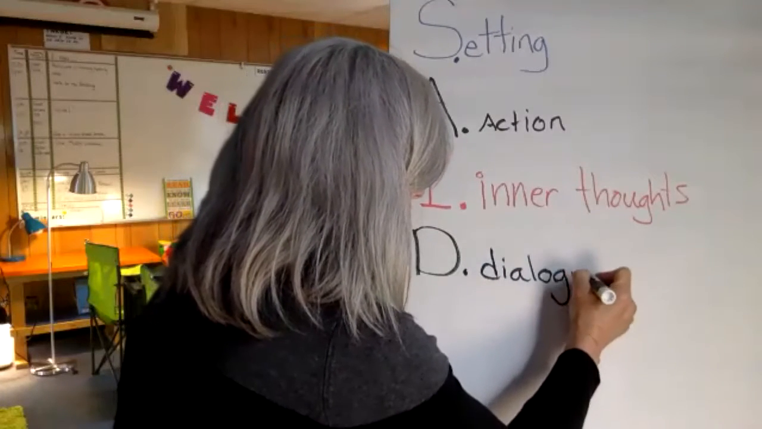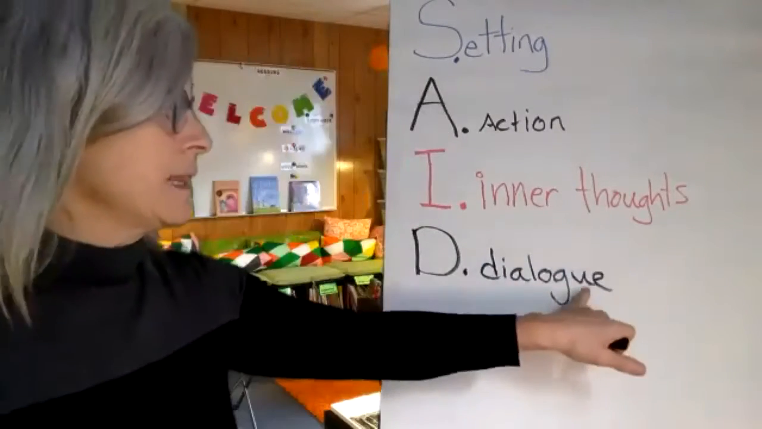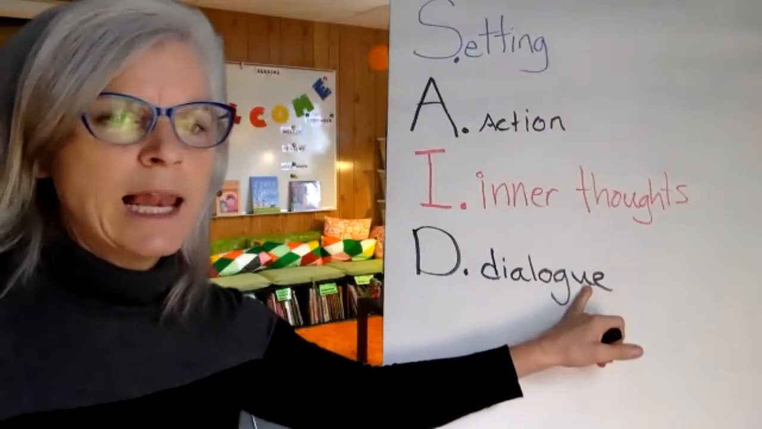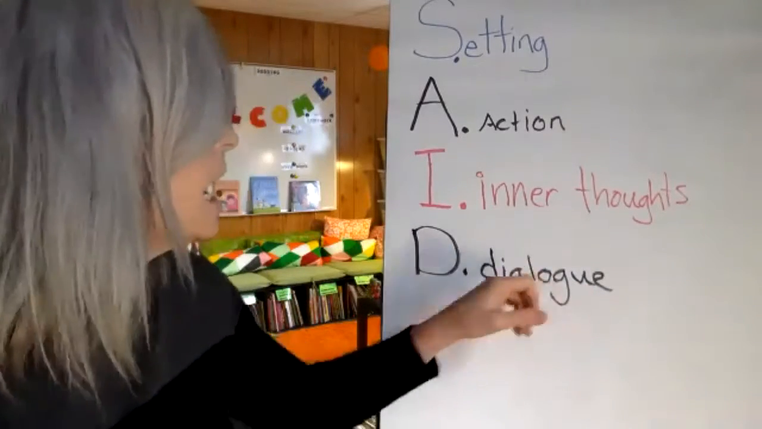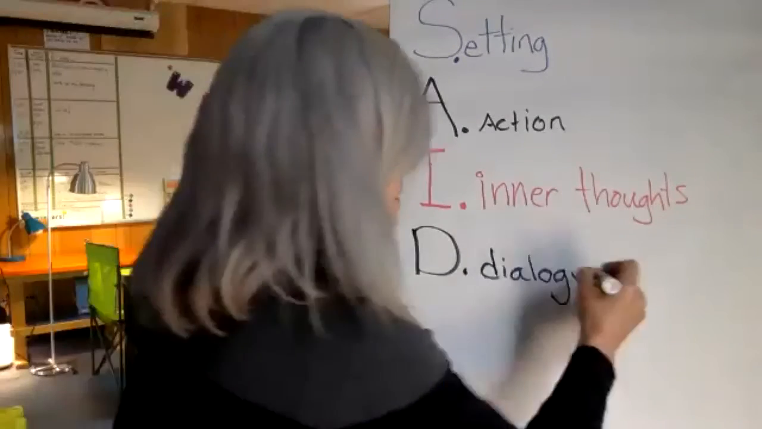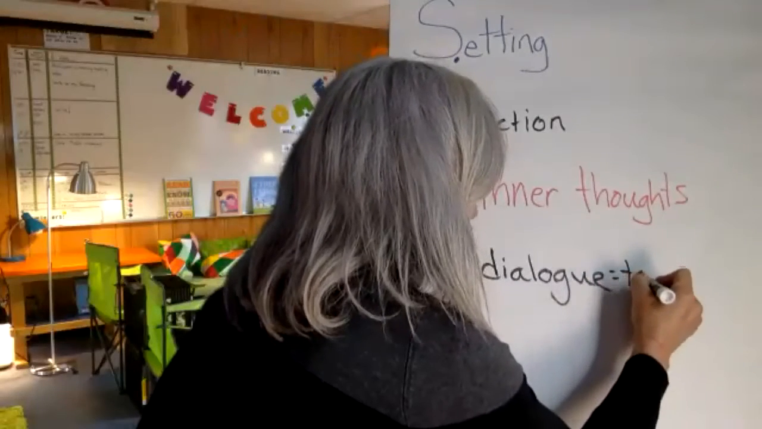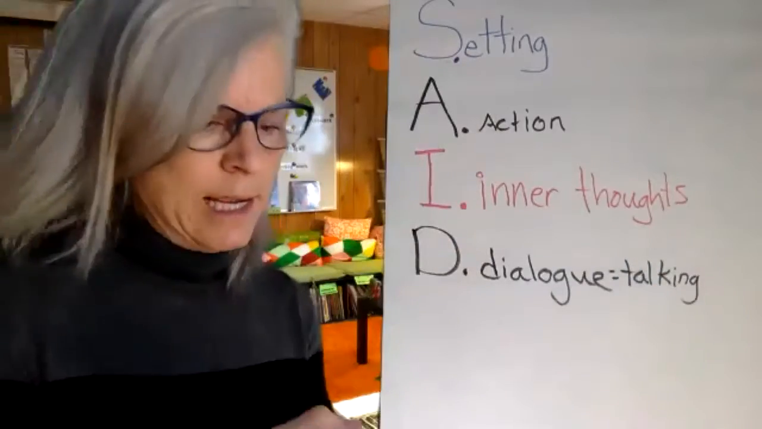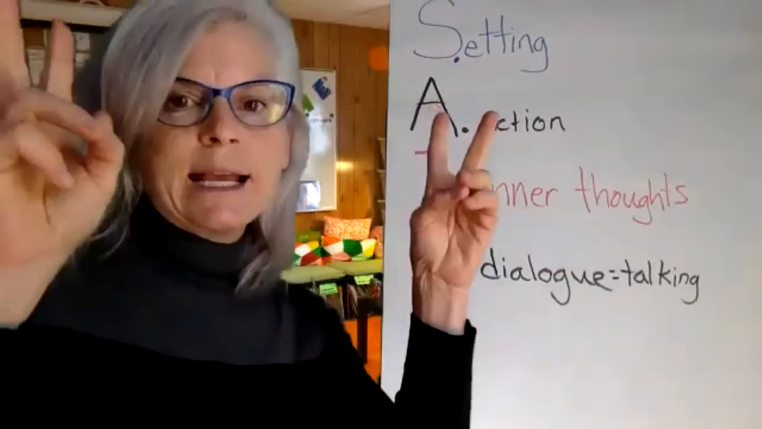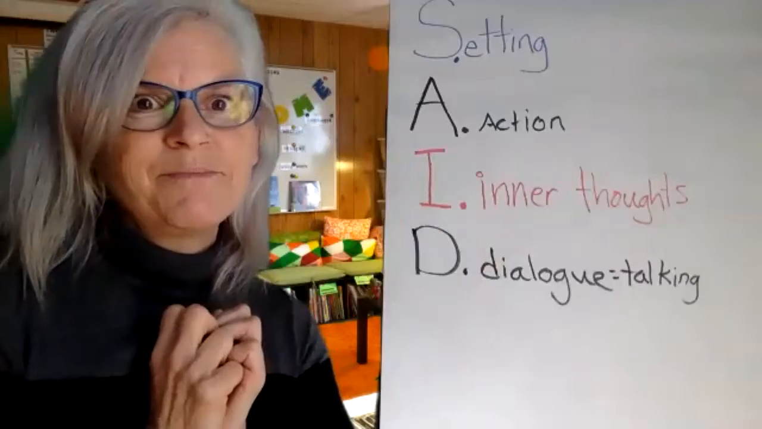Dialogue. It's kind of a weird spelling at the end of dialogue. It looks like gooey. That's how you spell dialogue. That's talking. And it means the exact words that come out of your mouth. So you don't say, my mom called me. Instead, you put quotations and you say, come here, said my mom.